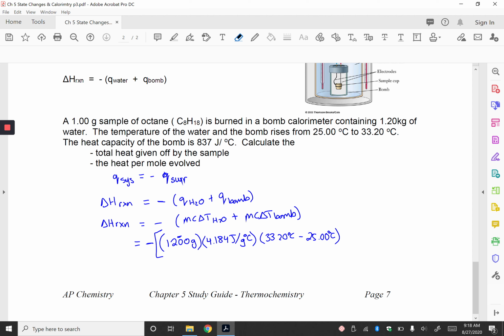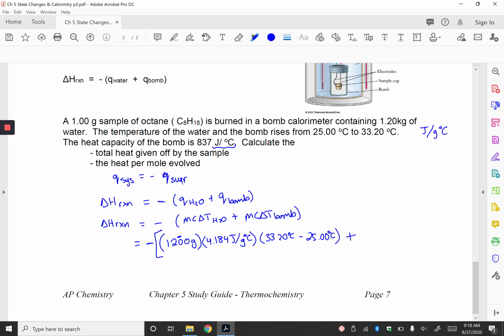That is MC delta T for my water. Then I'm also going to do MC delta T for my bomb. So M, do they give us the mass of the bomb? They don't. Do they give us C for the bomb? Yeah. So look at this. Do you see anything different here? So normal C, specific heat capacity, is usually in joules per gram Celsius, right? Look at the specific heat capacity of water. We're missing the grams.